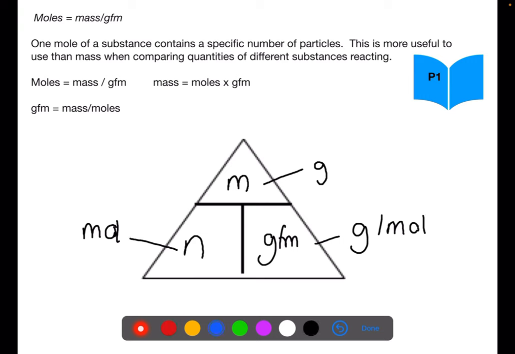To use this triangle, the horizontal line here means divide. The vertical line means multiply. You'd simply cover up the one that you want and then look at what is left. If we cover up the moles, then we have mass divided by gram formula mass. If you cover up the mass, you have moles times gram formula mass. And if you cover up gram formula mass, you have mass divided by moles.